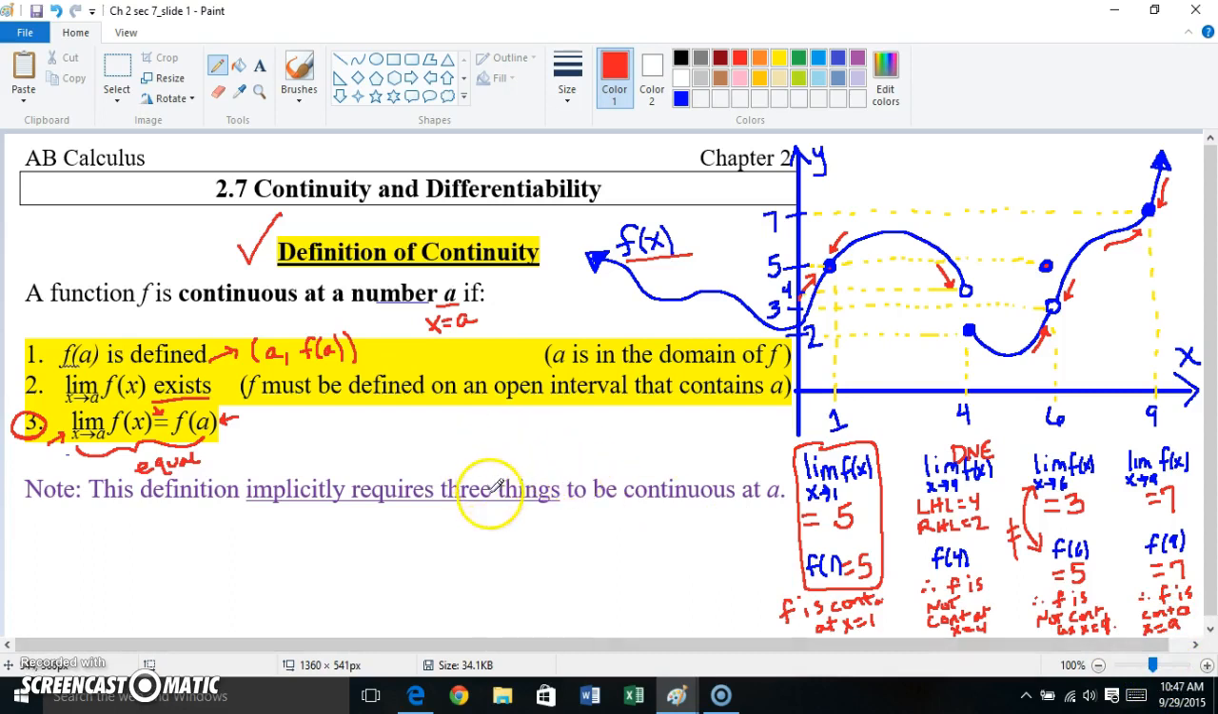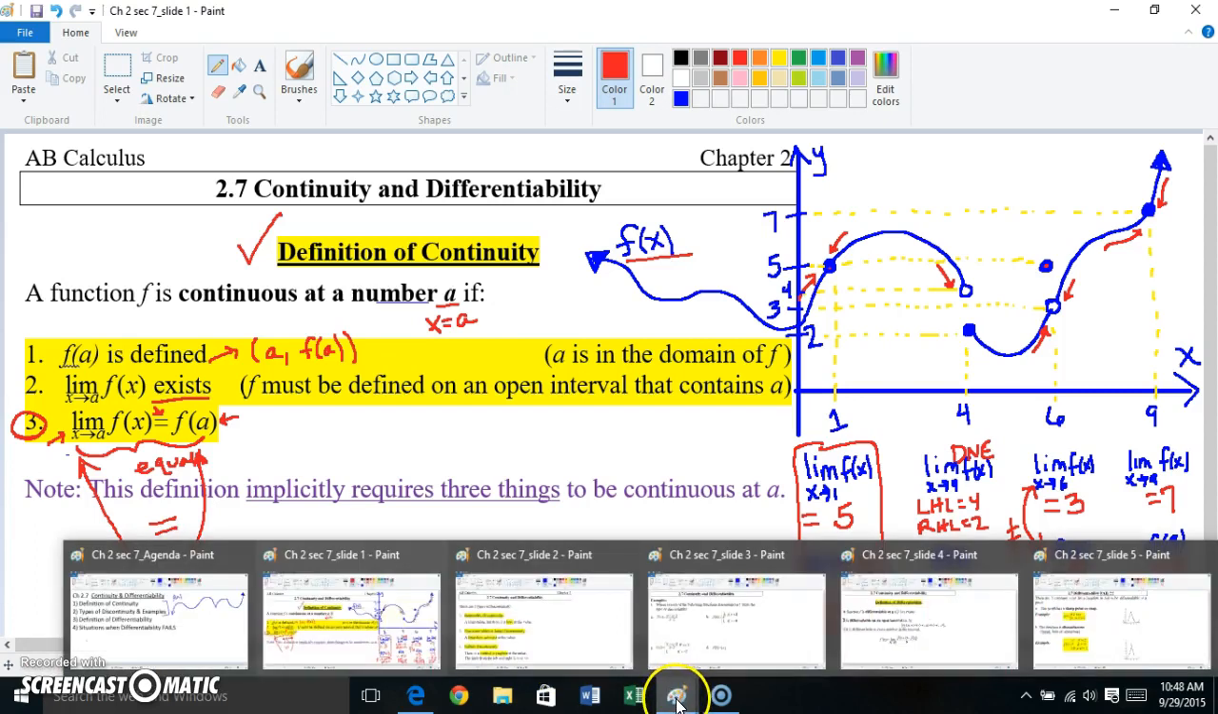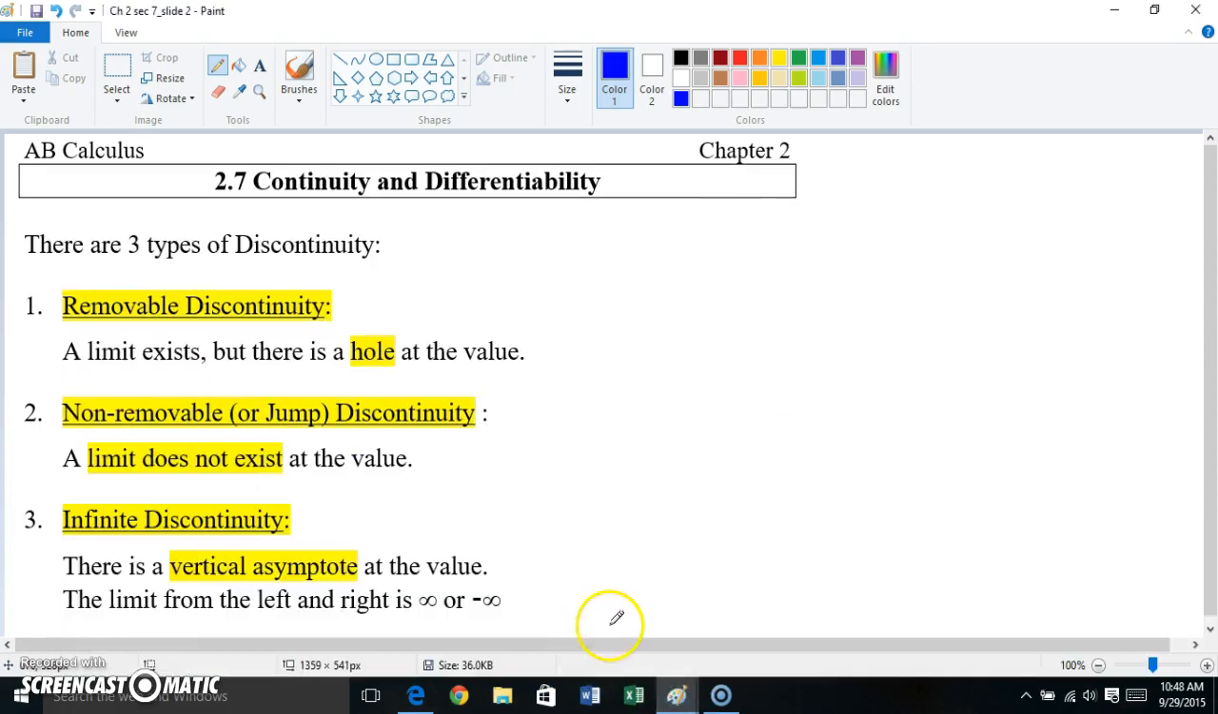Okay, you need to test all three pieces of the continuity definition. Okay? The limit exists, the function exists, and the two are equal. So remember that when it says to justify that a function is continuous at a certain location. All right. So there are three types of discontinuity. All right. Discontinuity obviously means you don't have continuity.